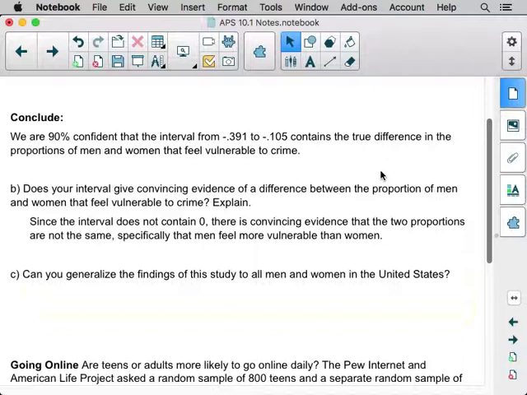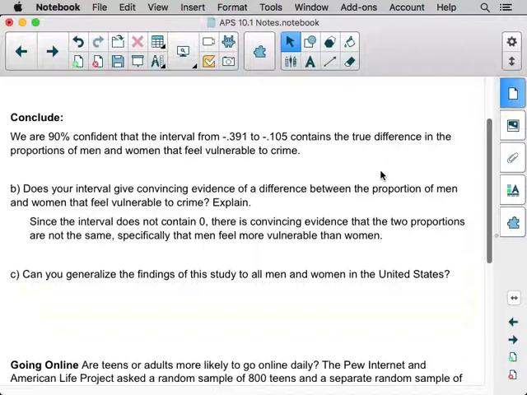All right. And then part C, I put in a nice little throwback to chapter 4 because I thought it'd be fun. Can you generalize your findings of this study to all men and women in the United States? Can we generalize this to everyone? No. Why? Because it was specifically black men and women in a particular city, right? Wasn't this in a very particular city down in Georgia or in Atlanta, right? So no, their sampling was way too specific in order to generalize that big, right?